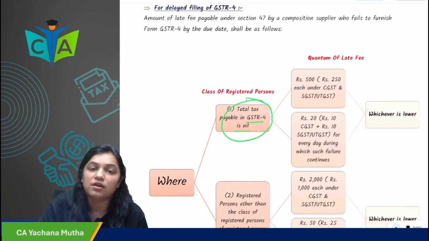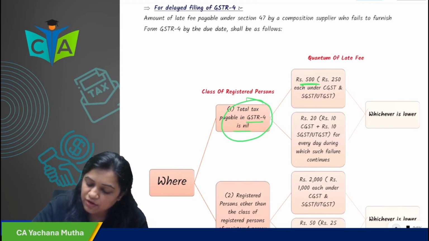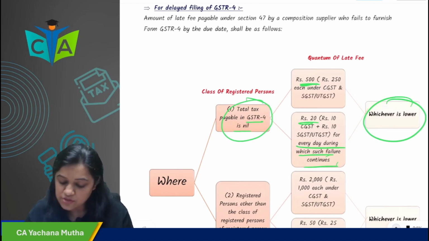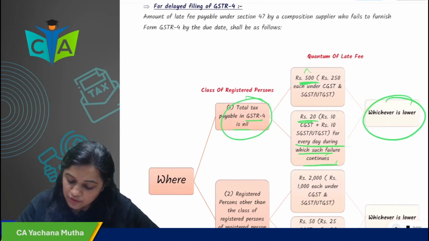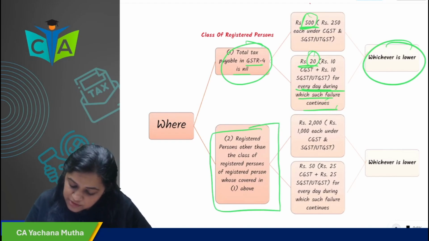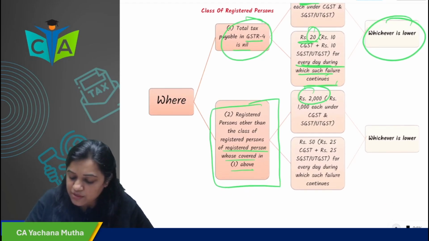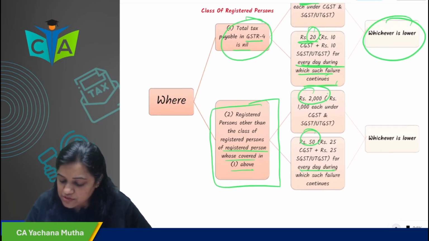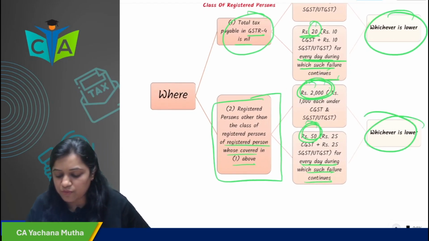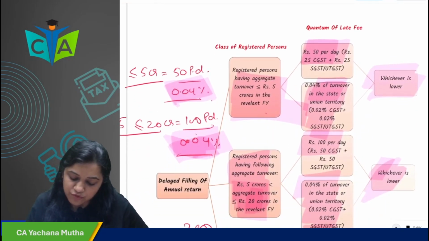So in case of GSTR 4, if your GSTR 4 is nil, then 500 rupees or 20 rupees per day during which such failure continues, whichever is lower, is the late fees. But if you are a registered person other than the class of registered person covered under the first case, then 2000 rupees or 50 rupees per day during which such failure continues, whichever is lower.